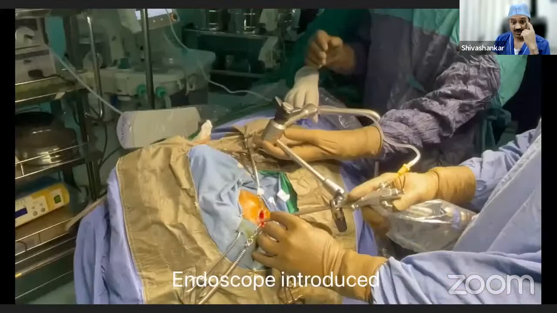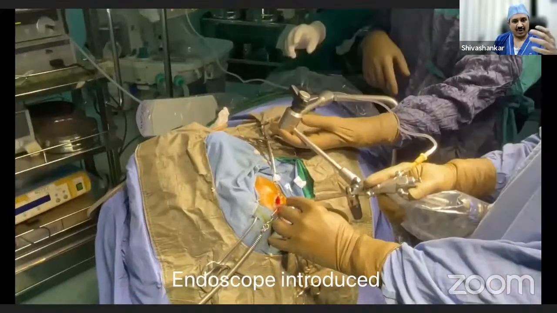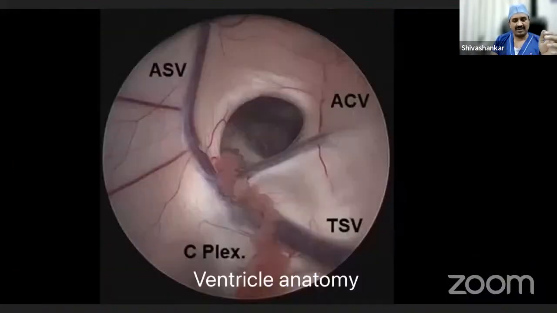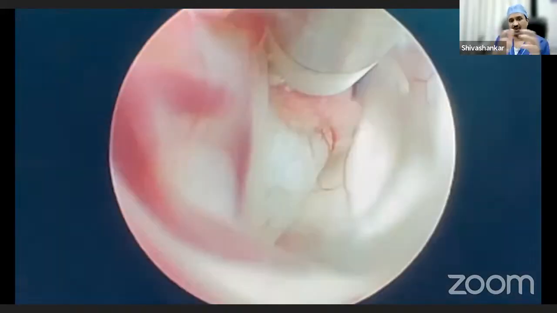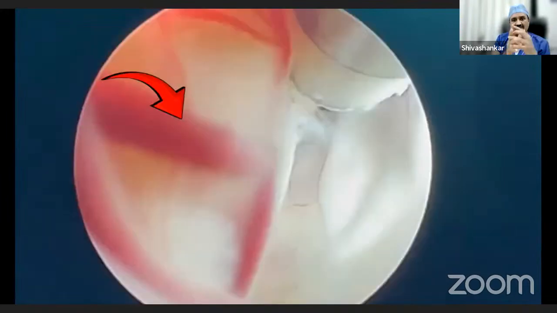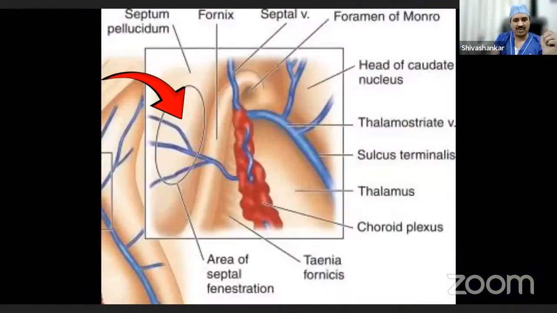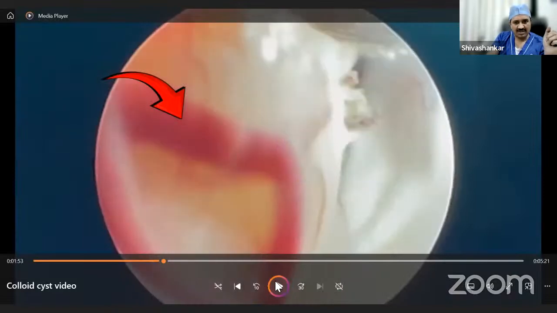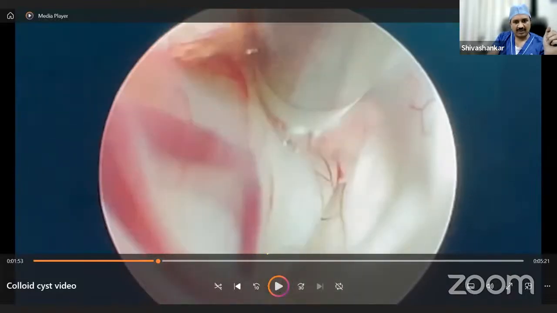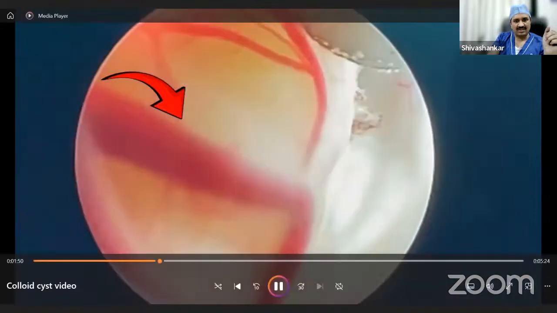Then we introduce the endoscope and try to understand the anatomy here. You can see that the septum pellucidum is quite bulging down, and I'm not able to see the foramen of Monro there. I see the choroid plexus, and anteriorly is the foramen of Monro. And this was my plan, since it is quite big, so I wanted to go transseptally in this case.